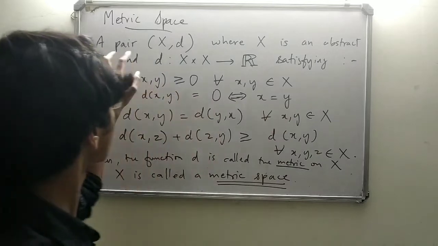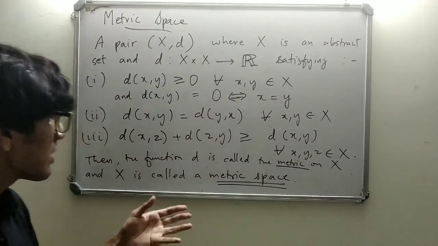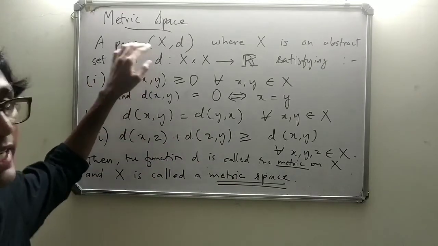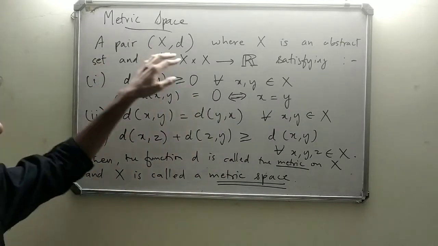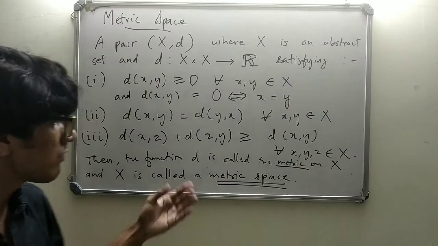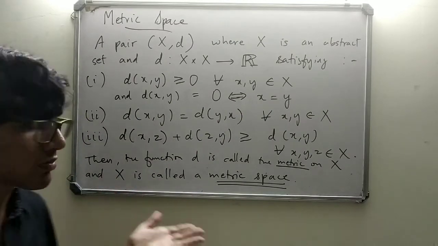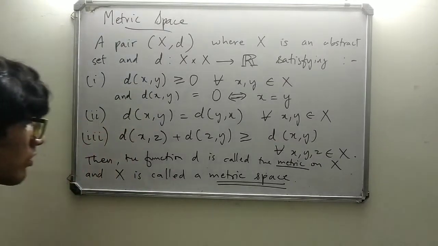Actually, it is this pair (X, d) which is called the metric space, but then we use it interchangeably with the set X itself to denote it as a metric space. Alright, so we pass on to the definition of open balls.